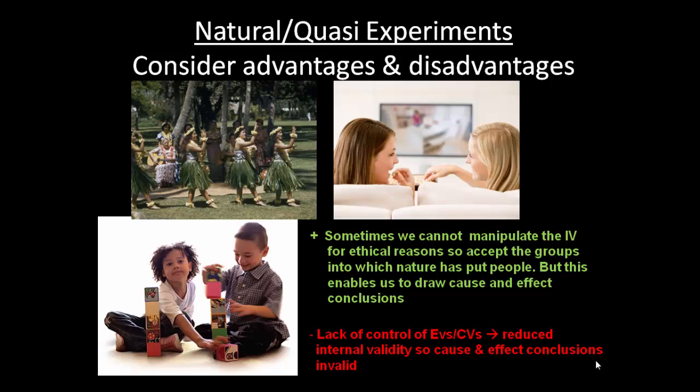So, as we said, we have real problems over control with natural or quasi-experiments, so our cause and effect conclusions have reduced validity.